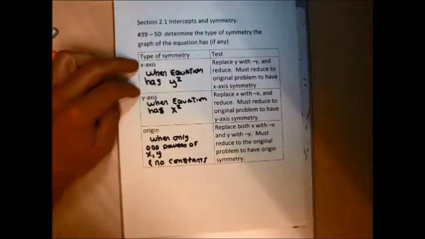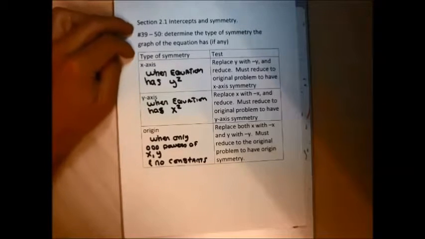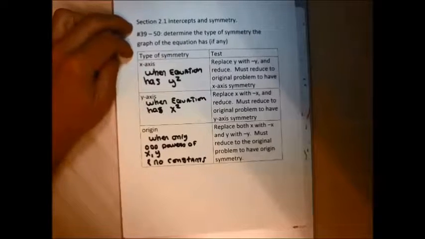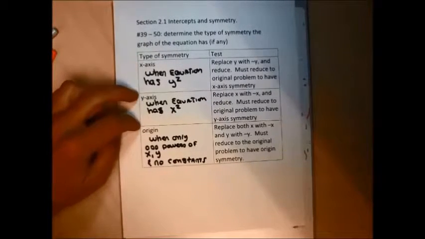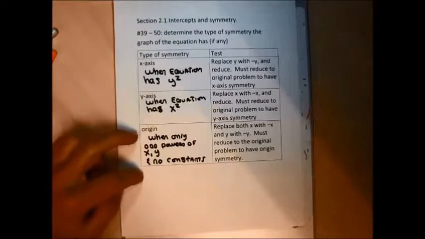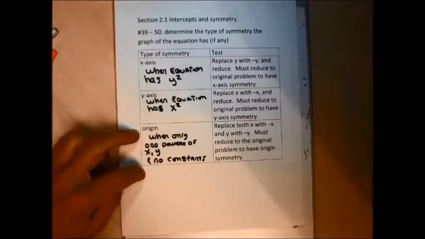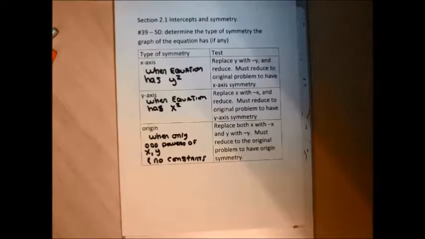If I see an equation and I'm asked what type of symmetry does the graph have, if an equation has a y squared, I think it has x-axis symmetry. If an equation has x squared, I think it has y-axis symmetry. And if it has like an x to the first and a y to the third, or an x to the third and a y to the fifth, only odd powers of x and y, and no numbers other than the x's and y's, it usually has origin symmetry.